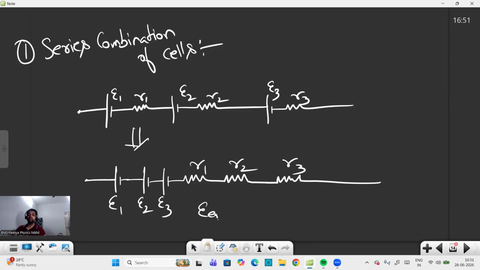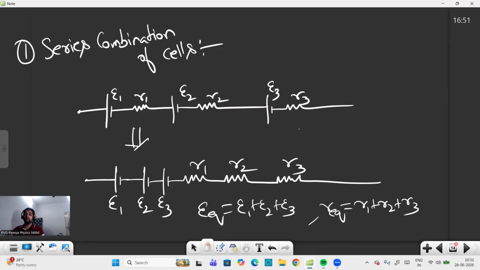So E equivalent will become E1 plus E2 plus E3, and the internal resistance R equivalent will become R1 plus R2 plus R3. Correct? So in this way we can say that in place of these three cells, one cell of EMF E equivalent and R equivalent, whose values are E1 plus E2 plus E3 and R1 plus R2 plus R3, will be there.